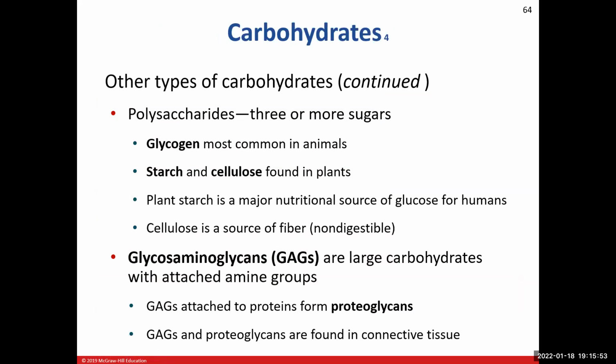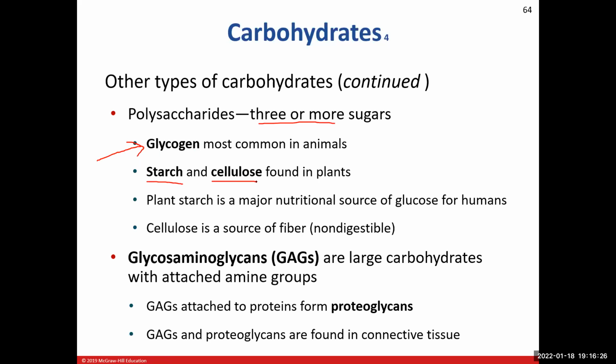All right. And then another type of carbohydrate, remember I said we have monosaccharides, disaccharides, and then polysaccharides. That's going to be the sugars that we have that are going to be 3 or more. And I just went over one of them in detail, glycogen. Okay. In animals, glycogen is the most common type of polysaccharide. In plants, all right, starch and cellulose.